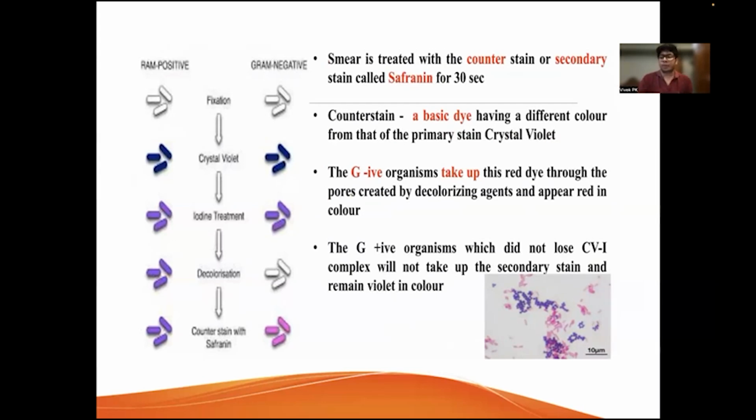We know that after decolorization, the gram-negative cell wall does not have any crystal violet. So the gram-negative organisms take up this red dye through the pores created by the decolorizing agent and appear red in color. While gram-positive organisms, which did not lose the CVI complex, will not take up the secondary stain and remain violet in color.